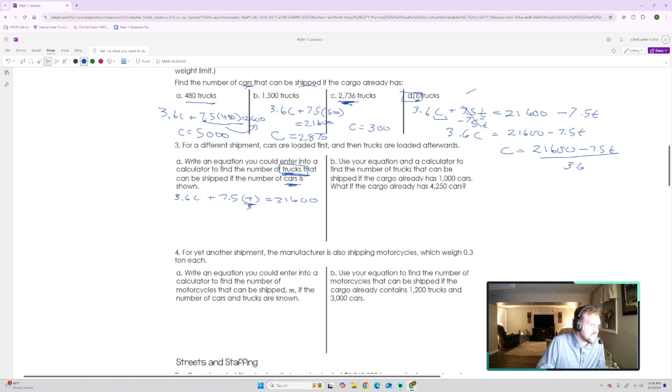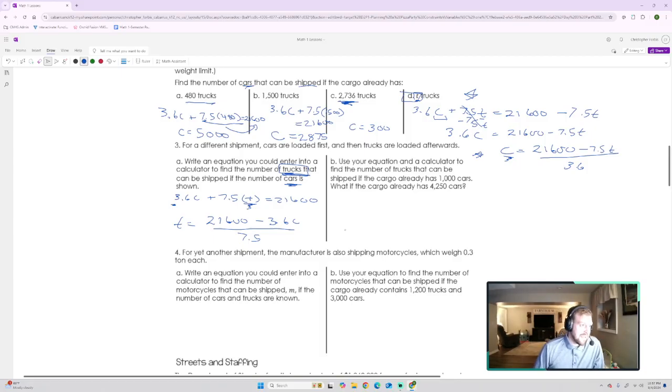So I'm going to do a very similar process that I did in part D up here. Instead of subtracting 7.5T, I'm going to subtract 3.6C to the other side, and then divide by 7.5. Same process, but solving for T instead of C. So I get T equals 21,600 minus 3.6C, all divided by 7.5. Follow the same process you did in D, but getting T by itself.